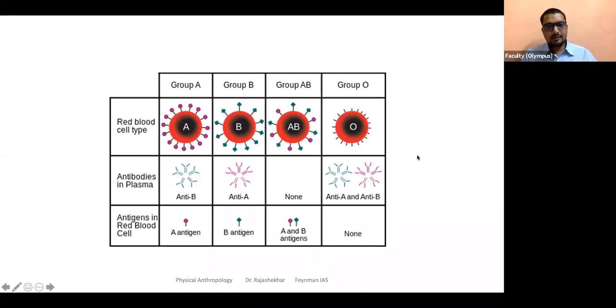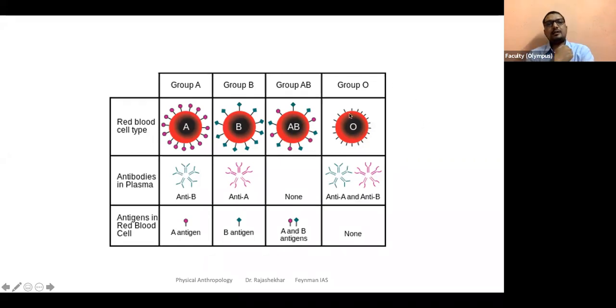So what antigens are present in O blood group? Anti-A, anti-B? No. What antigens? No. O is a donor. AB is the receiver. So are you introducing any antigens from O to the AB person? If the donor is O blood group and the recipient is AB, are you donating any antigens? The blood is taken from the O blood group person and injected into the AB blood group person. You are not introducing any antigen from group O blood.